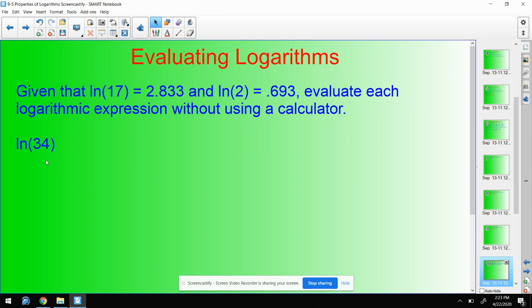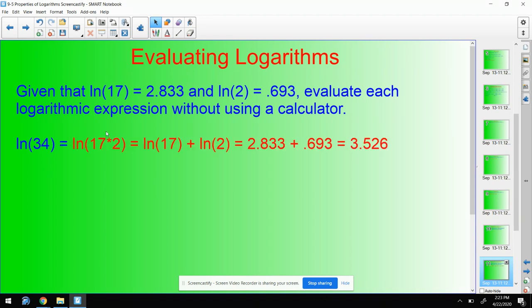So let's look at natural log of 34 and say, how does it relate to 17 and 2? So 34 is 17 times 2. So now as a multiplication problem inside of my argument, I can break it down to the natural log of 17 plus the natural log of 2. And since we know both of those as decimals, we can just add the decimal approximations and get a final answer.